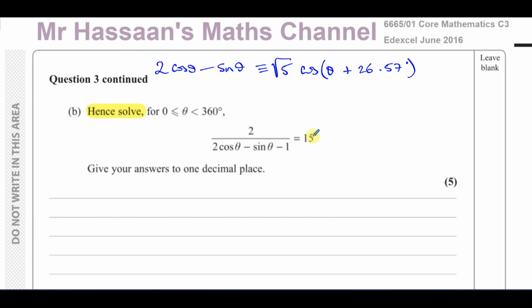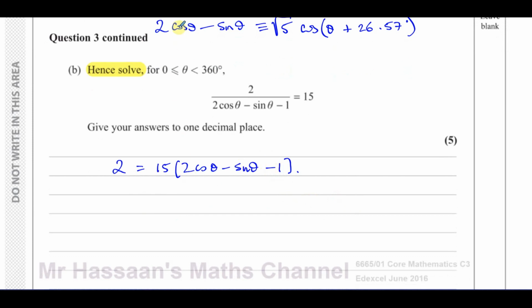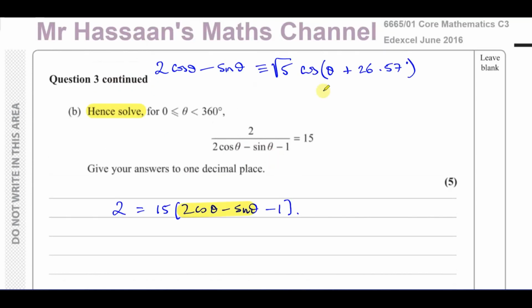So what we can do is, first of all, we could just multiply both sides by this whole denominator. So we'll have 2 equals 15 times 2 cosine theta minus sine theta minus 1. Now what we can do is replace this by this. They're the same, as we just proved in the first part of the question.